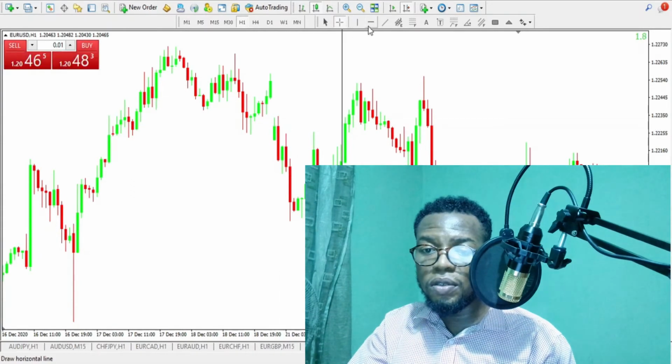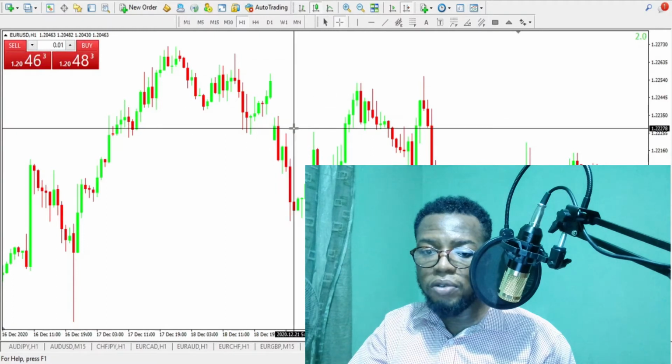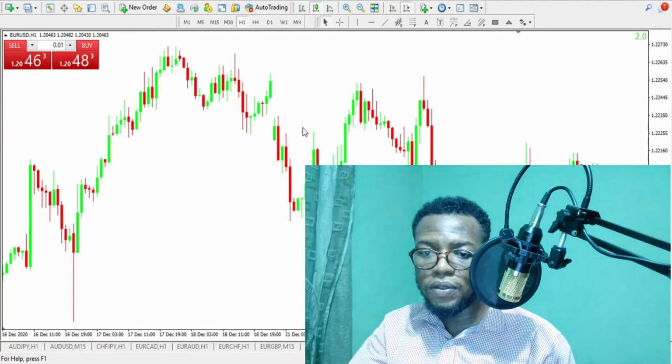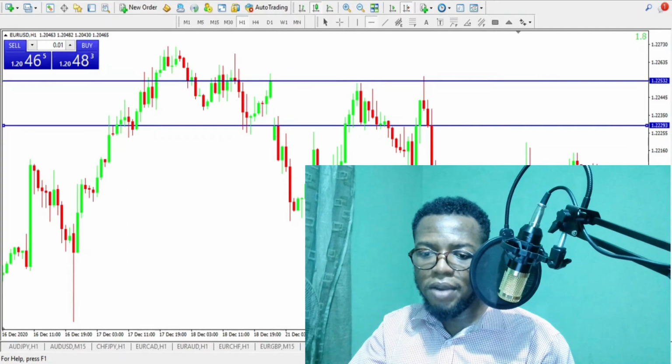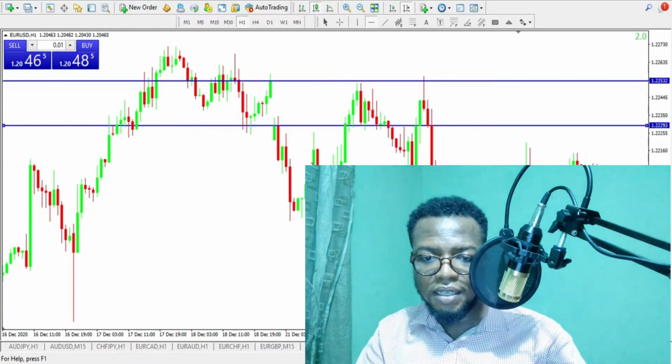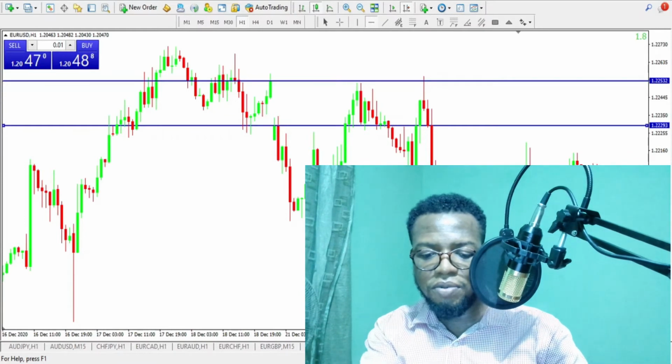Let me use a horizontal line to mark it for us, because this was where this candle opened. This candle opened here, then we intended to enter somewhere around here. Is there any need to label it? Let's say this was where we hit our buy.